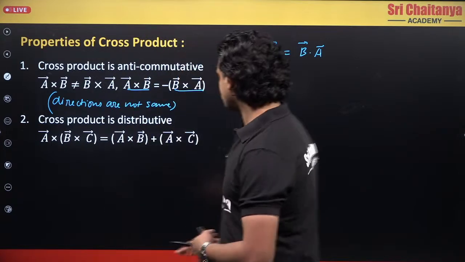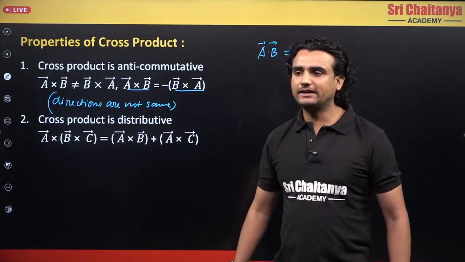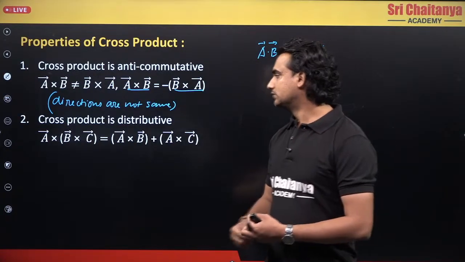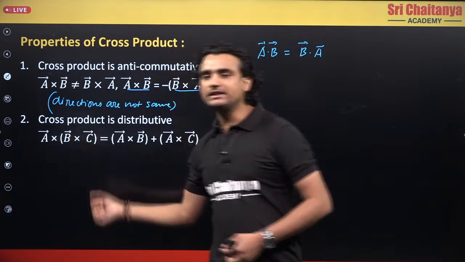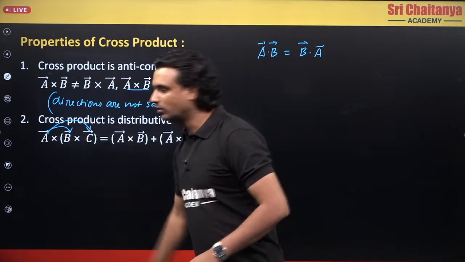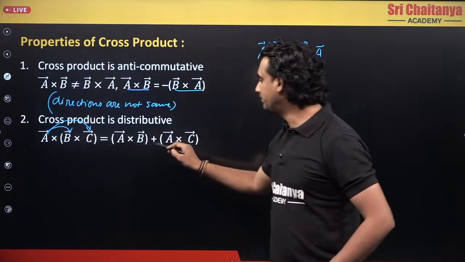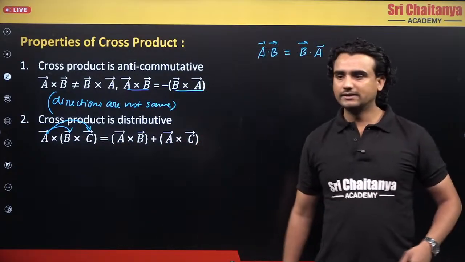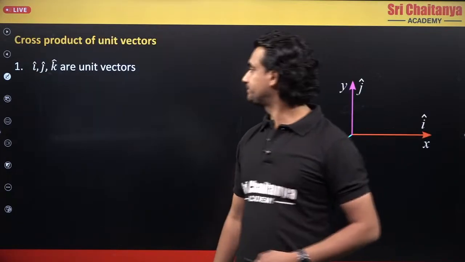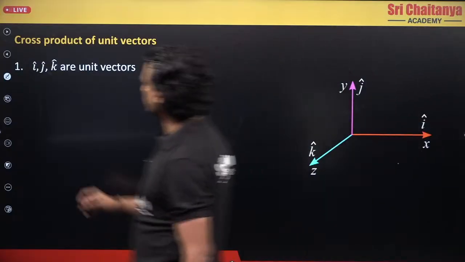Clear? Next, cross product is distributive. So a cross b plus c: we apply the cross product individually to the second term, so I will say a cross b plus a cross c. So the distributive law is valid here. Now, cross product of unit vectors. Let's talk about the cross product of unit vectors.